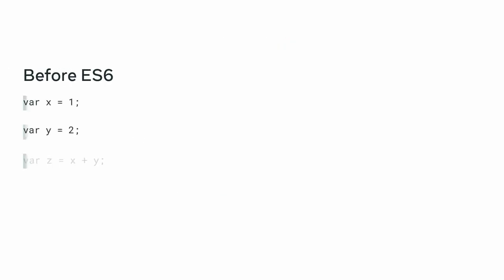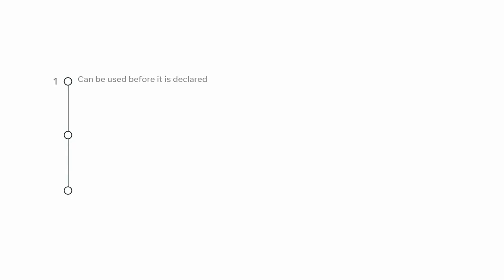Before ES6, the only way to declare a variable in JavaScript was to use the var keyword. The var keyword is very lenient. Let's outline some characteristics of variables that are declared with var. First, you can use it in your code even before it is declared. Also, you can redeclare the same variable when you use var. And the variables are scoped to a function, or if they are declared outside a function, their scope is global.